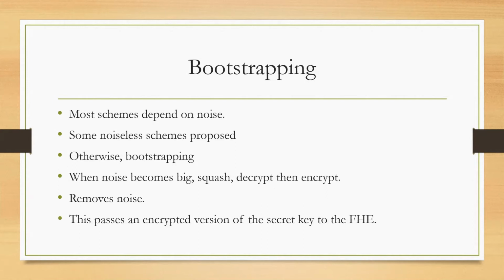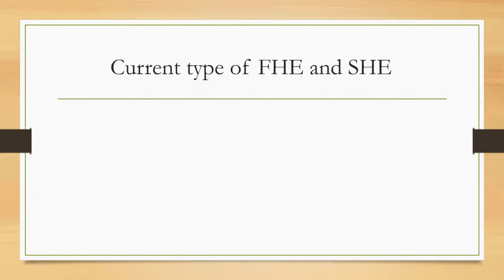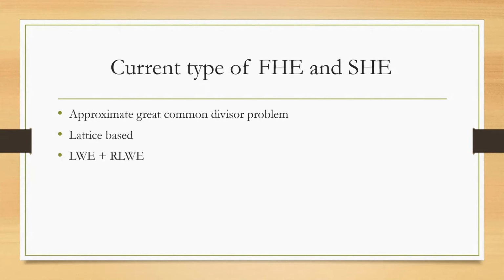To do this, the secret key must be passed to the fully homomorphic encryption scheme, but just an encrypted version. Modern day fully homomorphic and somewhat homomorphic encryption schemes are based around three problems: the approximate great common divisor problem, lattice space problems, and learning with error plus ring learning with error. These are all hard, so they're safe from quantum attacks.